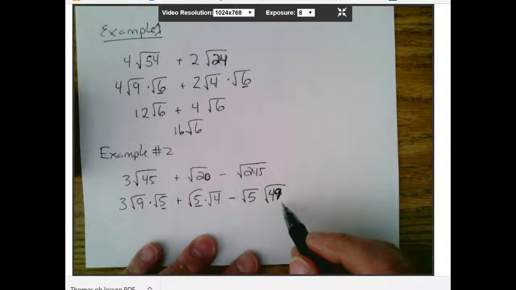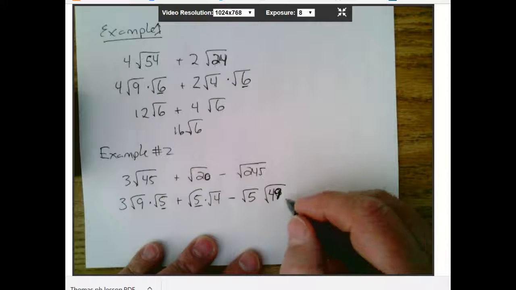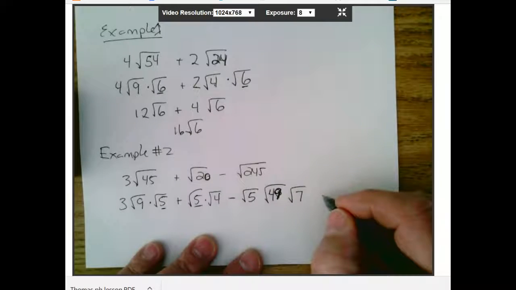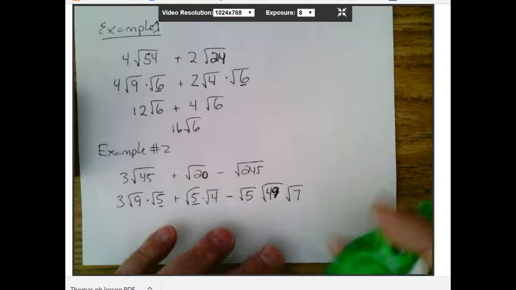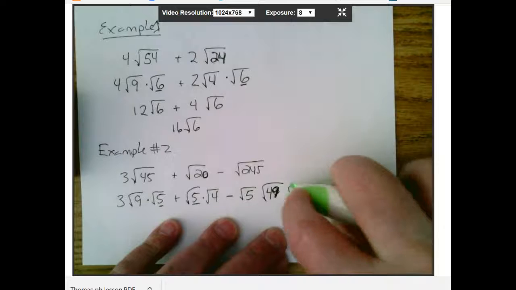And then we can probably do this again. Let's see, 49. So this would be square root of 7. No. So I'm sorry. Square root of 49 is actually a perfect square. I don't need to mess with that, right? So let's just get rid of this.